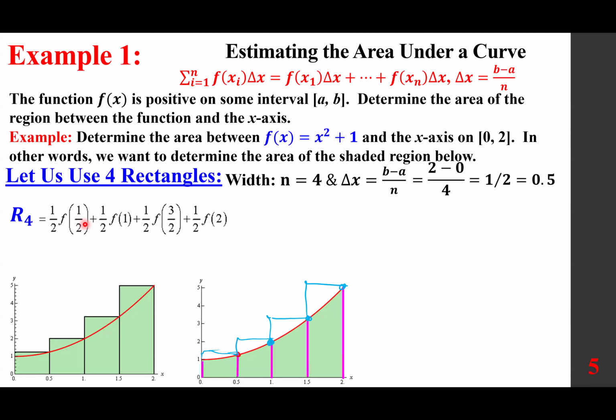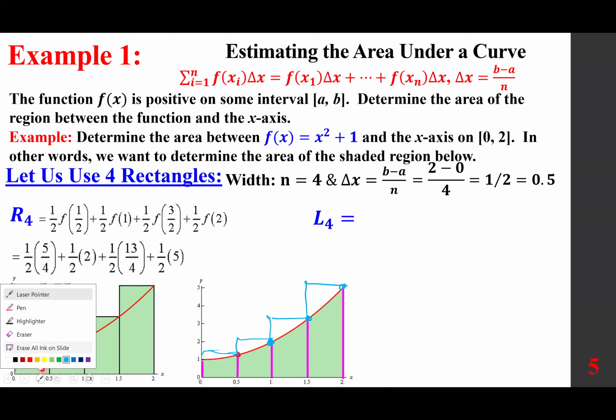Of course, what is f of 1/2? Plug it in here. 1/2 squared is 1/4, plus 1 is 5/4. What about 1? 1 squared is 1, and 1 is 2. What about 3/2? 9/4 and 1, 13/4. What about 2? 2 squared is 4, and 1 is 5. So you multiply, you add them up, you get the area of 5.75. So what is the area under the curve? Obviously not 5.75, but it's fairly close and it's smaller than that. Let's look at the left endpoints. Let me erase my work.